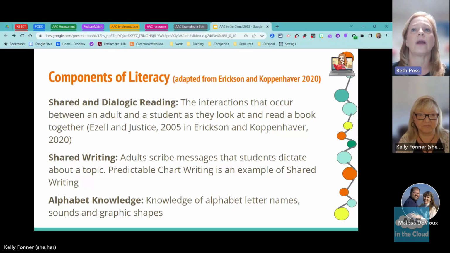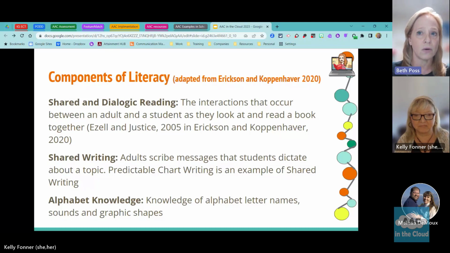So alphabet knowledge, right? That is not just knowing alphabet letter names, but also knowing the sounds that those letters make when we're reading them, and the graphic shapes, like what does that letter look like? So alphabet knowledge is a little bit broader than just knowing your ABCs.